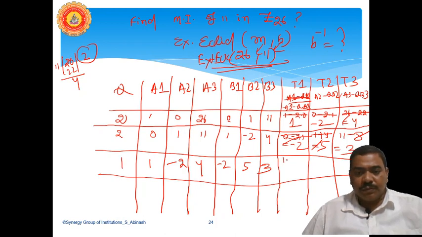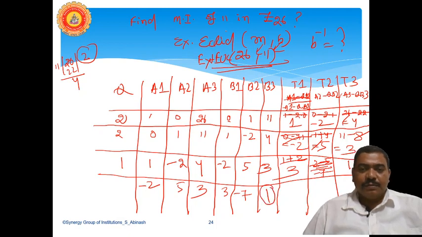Now T1 is A1 minus Q B1: 1 minus Q B1, that is 1. Now T2 is A2 minus Q B2: A2 is minus 2, minus 5, so that is minus 7. And A3 is 4 minus 3, that is 1. So now this is minus 2, 5, 3, and this is 3, minus 7, and this is 1. So now B3 is 1.